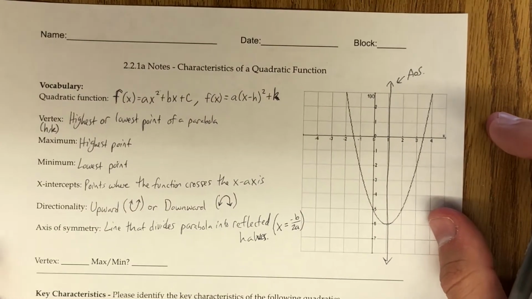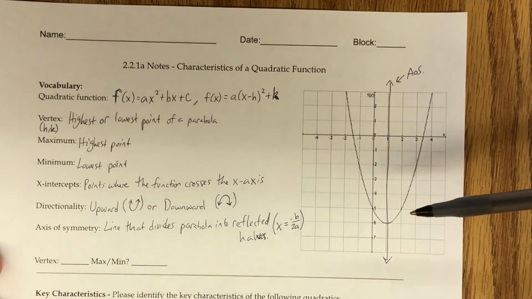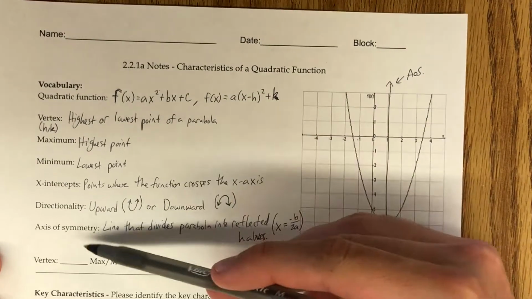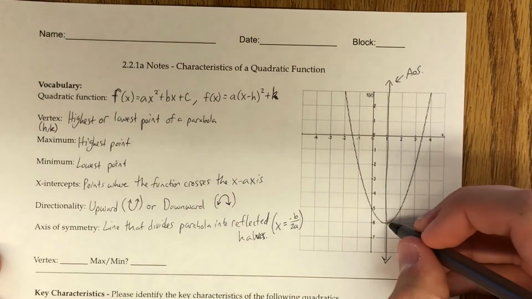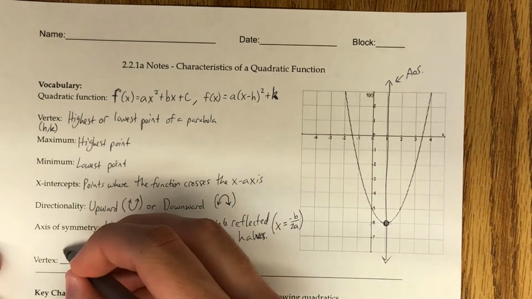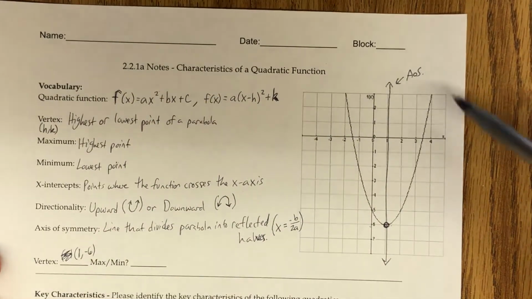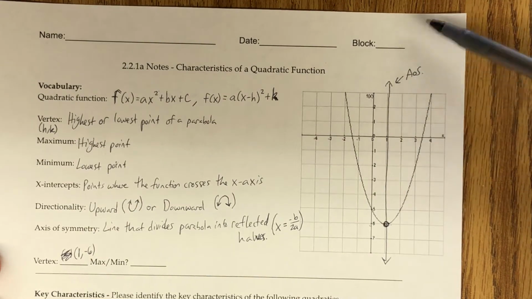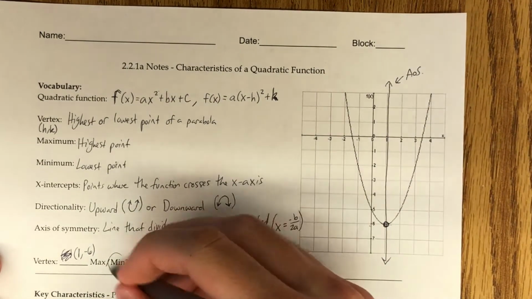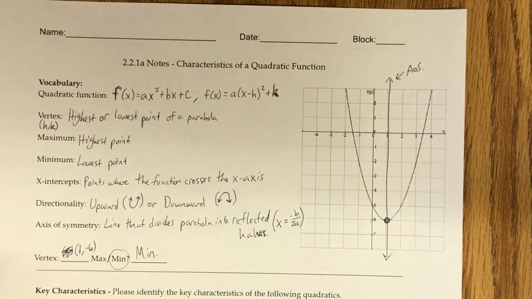Okay, the focus for today is identifying these vocab words, identifying these pieces from a graph, visually. As we look here, let's start by finding the vertex. The vertex is that lowest or highest point. In this case, it is at 1, negative 6. So our vertex will be the point 1, negative 6. Then we're referring to whether this is a maximum, a high point, or a minimum, a low point. In this case, it would be a minimum.